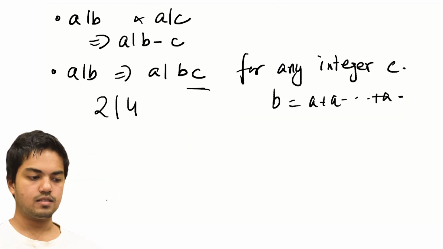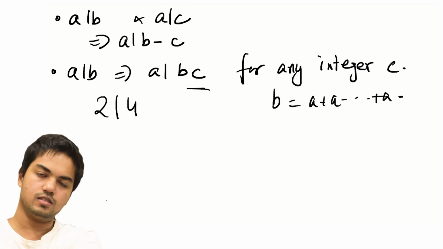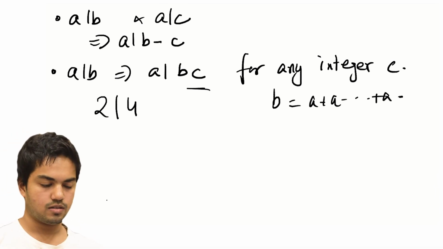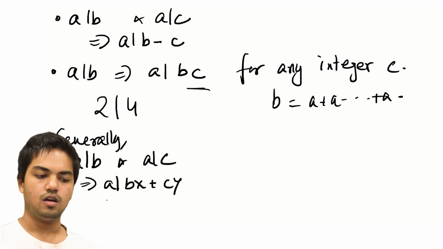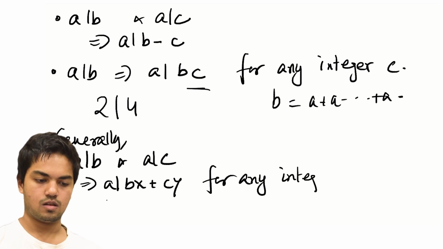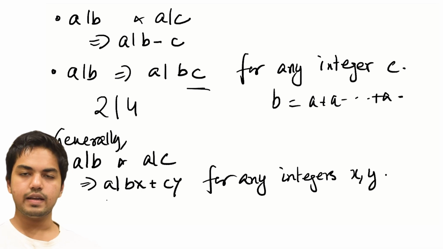And so what this tells us is that you can do the basic operations across the divide sign. So in particular, generally speaking, if A divides B and A divides C, then A divides Bx plus Cy for any integers x and y. You can take any linear combination of B and C and get that A divides Bx plus Cy.